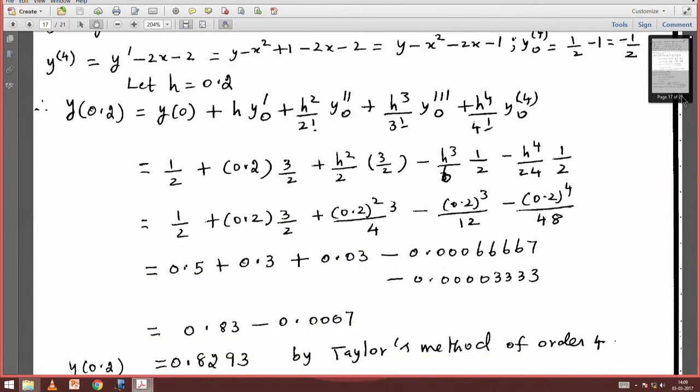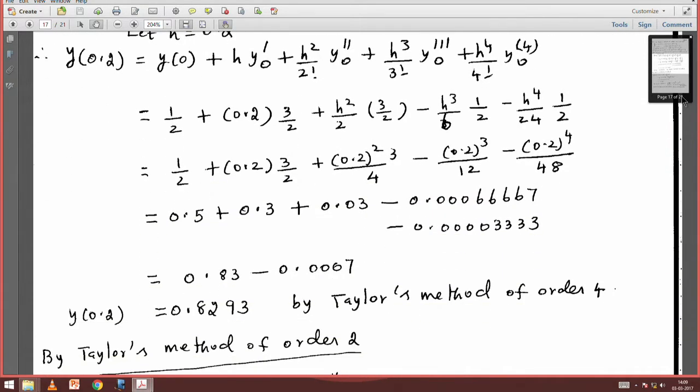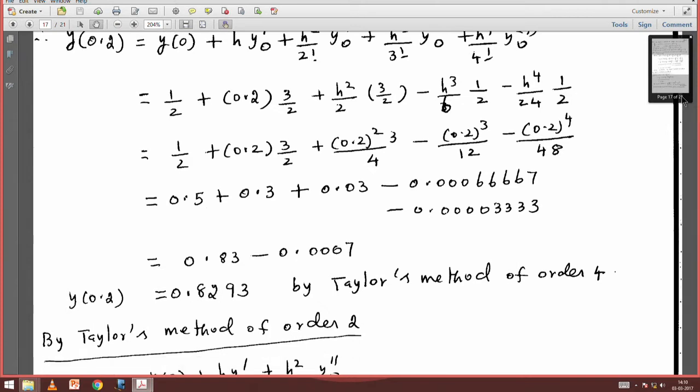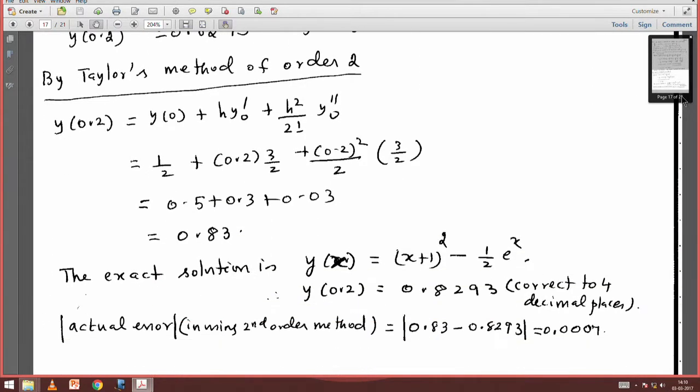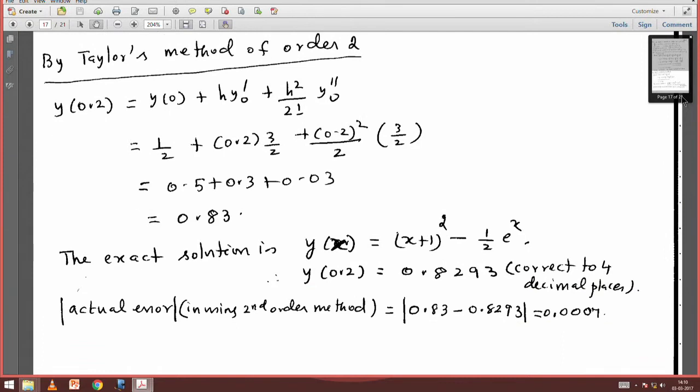So, y at 0.2 will be y of 0 plus h y dashed of 0. Since we want to use Taylor series method of order 4, let us compute the solution with order 4 first. So, we have terms up to h power 4 by factorial 4 into the fourth derivative, and we already have these values computed. So, substitute, then you end up with a solution that y at 0.2 is 0.8293 by Taylor series of order 4. So, now let us compute the solution using Taylor series method of order 2.